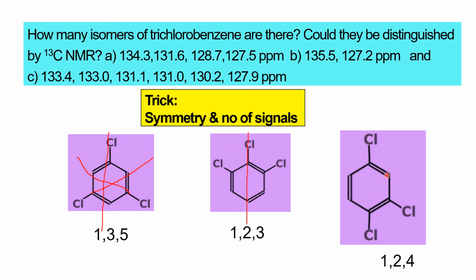Okay, then how many signals will you get? How many carbons are there? That many signals you will get. 1, 2, 3, 4, 5, 6, 6 signals we will get. Okay, according to that we can segregate all the 3. And I can say very well that according to the symmetry we can easily distinguish them by C13 NMR.